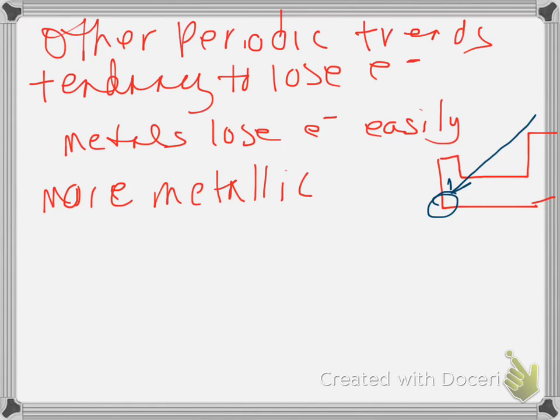Because these have one valence electron. The further away the electron is from the nucleus, the easier it is going to be to pull off. So we have the most metallic nature down in the lower left-hand corner of the periodic table, like around francium. And it's going to go up from there, right? Up either direction.